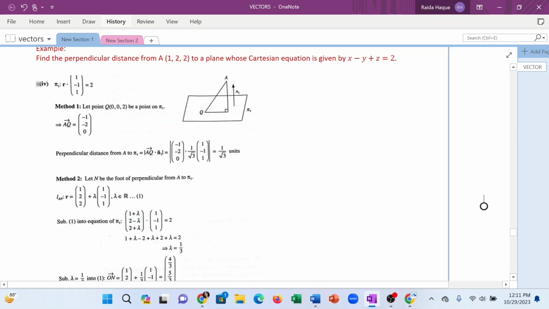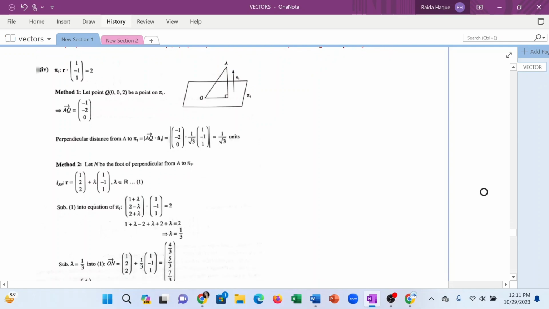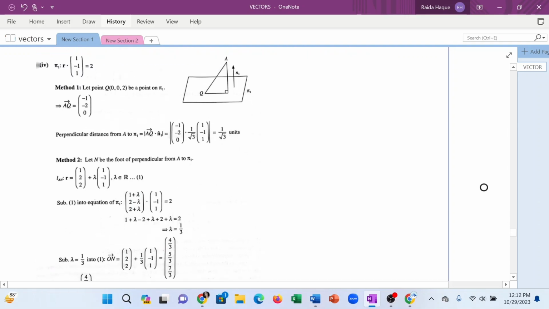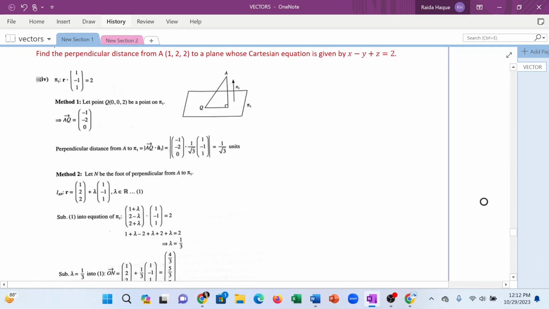And then if you substitute 1 into the equation of plane 1, what you're left with is (1 plus lambda, 2 minus lambda, 2 plus lambda) dot product with (1, -1, 1) equals 2. So now you might be asking, how did we get this? How do we get this?